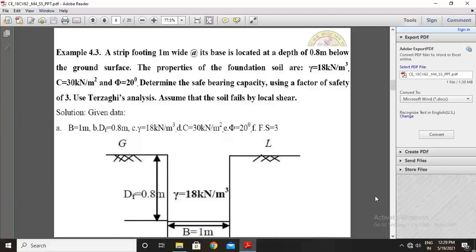So this is another type of problem. Same, follow the steps. Solution: write your given data first. So B is 1 meter, df is 0.8 meter, gamma is 18 kilonewton per meter cube, C is 30 kilonewton per meter square, phi is 20 degree, factor of safety is 3 is given. According to this data you draw the diagram. So this is ground level and this is the depth of the foundation 0.8 meter, the width of the footing is 1 meter, and the unit weight of the foundation soil is gamma 18 kilonewton per meter cube.